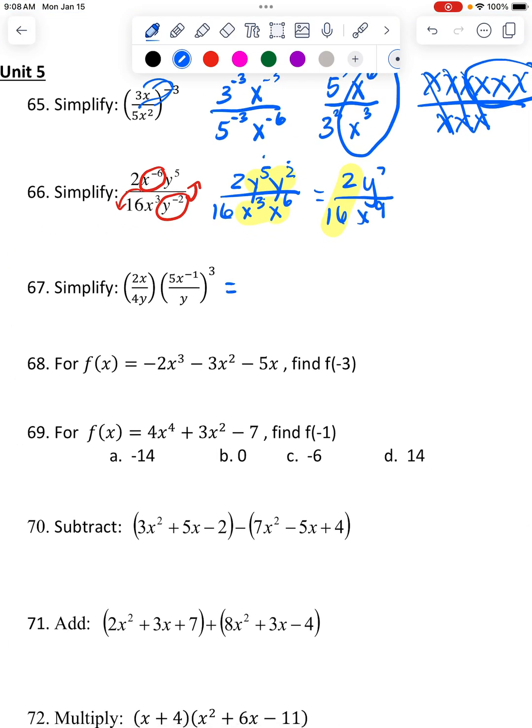Here I would probably distribute the 3 first. I'll let these guys sit around. Later on, they can multiply with the neighbors. But for right now, this becomes 5 to the third, x to the negative third, and y to the third.